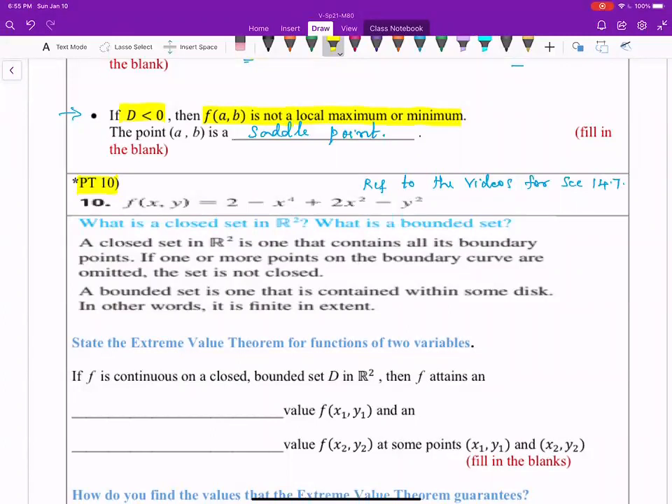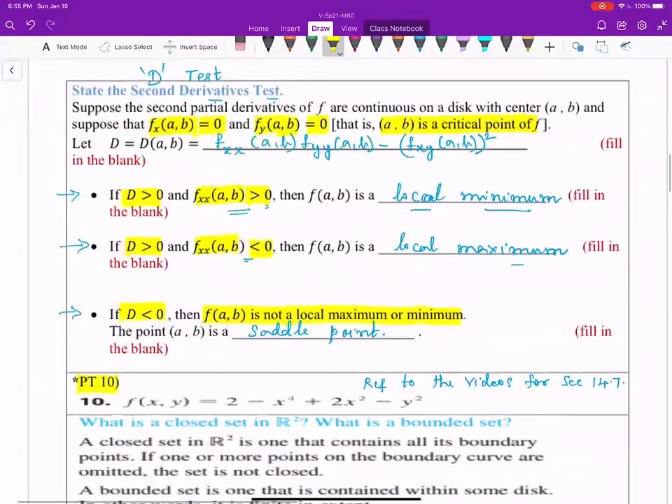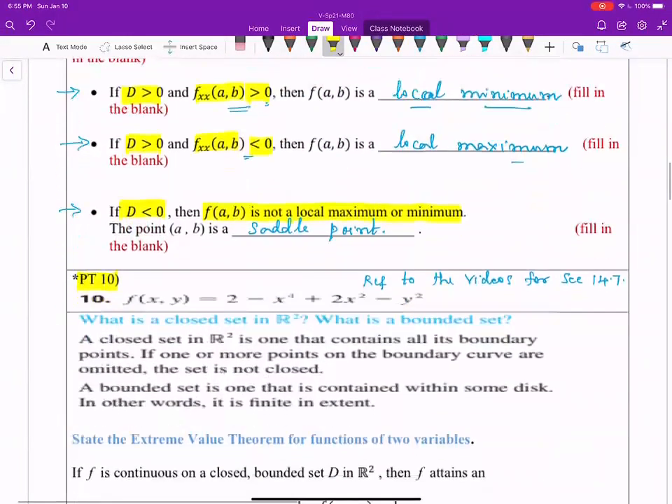Based on this information for finding maximum and minimum, applying the D test, also known as the second derivative test, problem number 10 is exactly based on that information. So please refer to the videos for section 14.7 for this problem number 10.